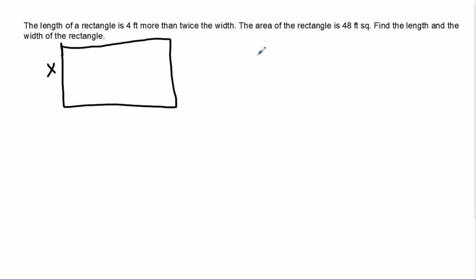Okay? Now, the length of the rectangle is, so L is equal to 4 more than twice the width. So L equals 4 plus 2x. So 4 plus 2x. Imagine how nicely that works. Alright, so now we have both sides of our rectangle.